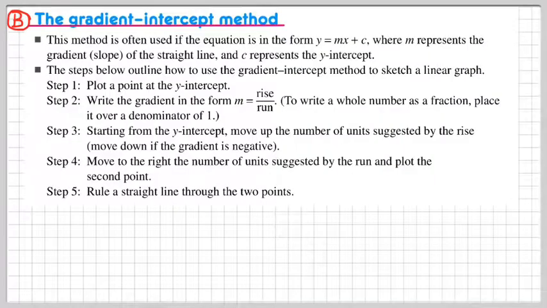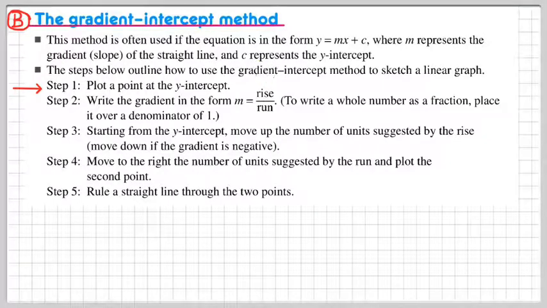Now, here's the gradient intercept method, which is a little bit annoying, actually, but we have to do it. So, what am I saying here? This method is used if the equation is in this form: y equals mx plus c, where m represents the gradient and c represents the y-intercept. And I went through all that on the first screen, didn't I?